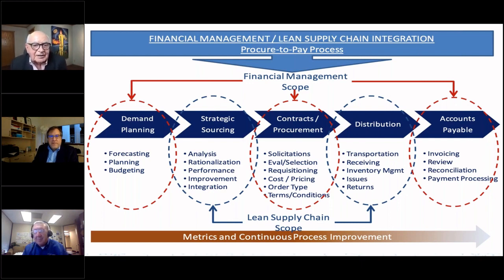This is a financial management and lean supply chain integration plan that we developed in a project several years ago. And the idea was metrics for everything and continuous improvement all along the way. As you can see, the bottom blue where it says lean supply chain scope, that points to those two middle, second and fourth dotted line circles of strategic sourcing and distribution. And the part on the top, financial management scope, and its red lines point to the first, third, and fifth of those diagrams about forecasting and then moving to strategic sources and then contract procurement and then distribution and then accounts payable.